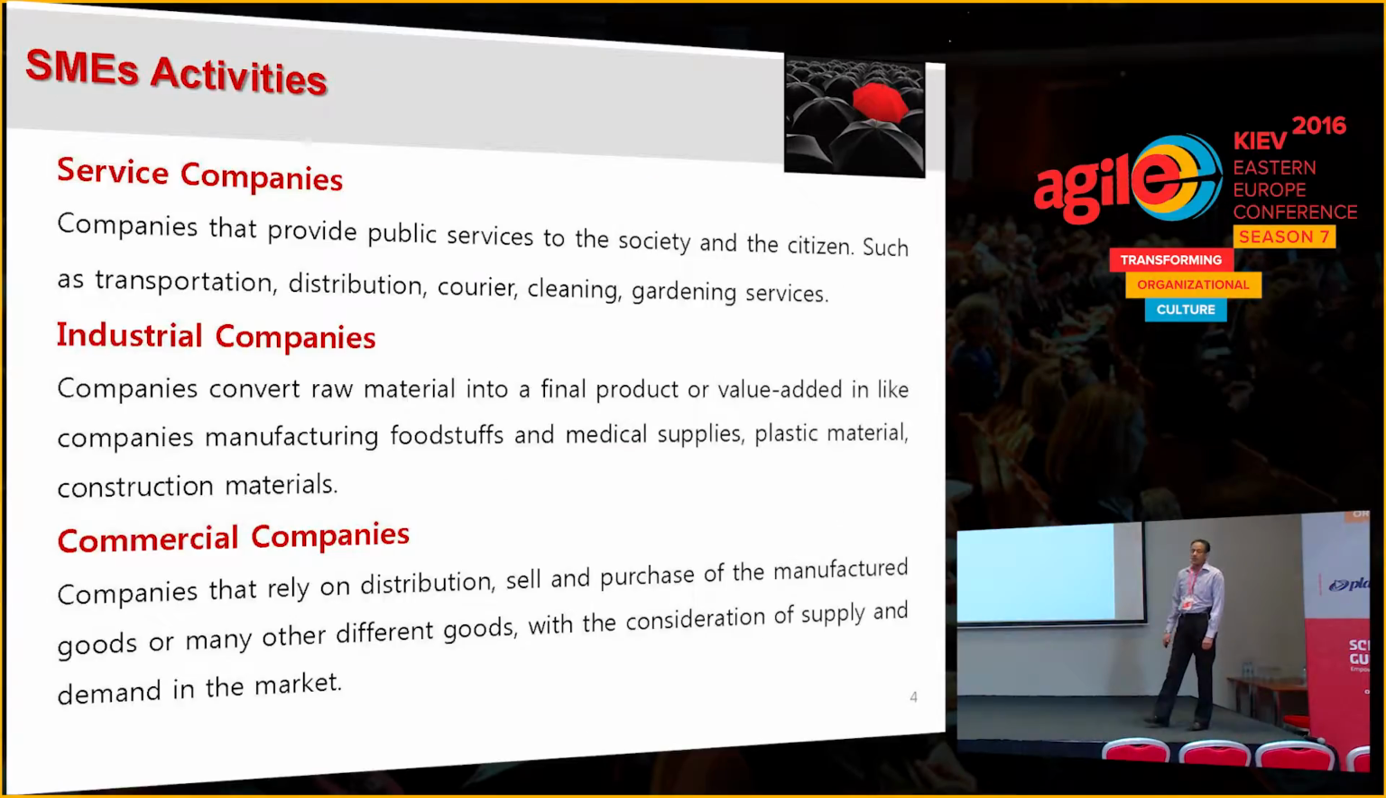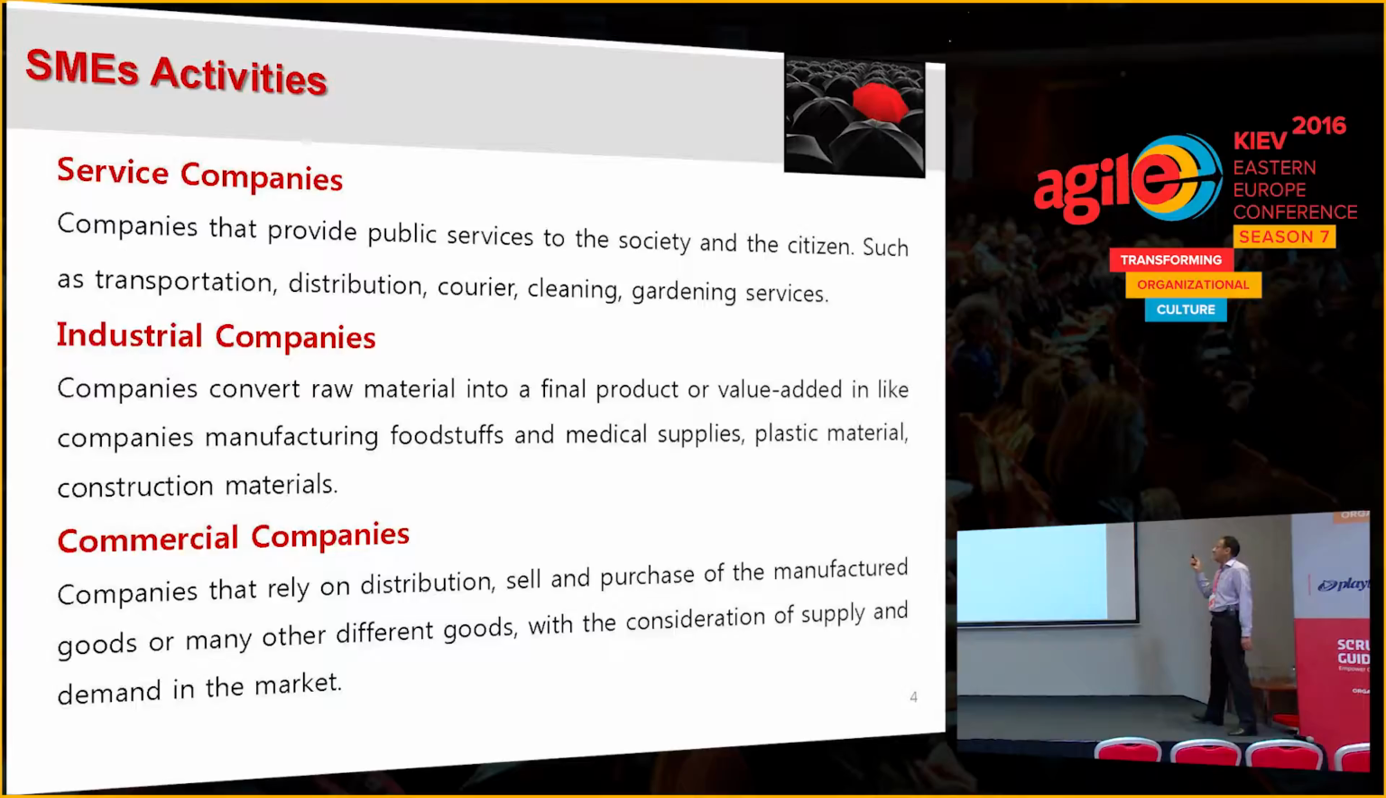Now I'll define the activities of SMEs. We have three main activities for SMEs. The first one is the service company, which provides a service to the customer, like courier companies, distribution, cleaning, guarding services, any kind of company that provides any kind of service to the customer. The second one is the industrial company, which is the manufacturing company, which is what I'm going to talk about. And the third one is the commercial company, which is the company that works in trading in general.